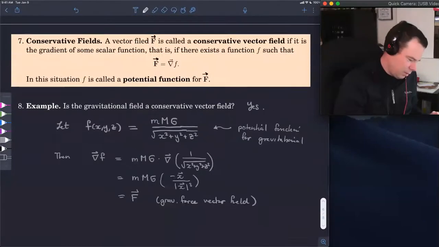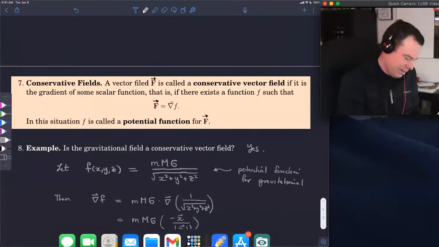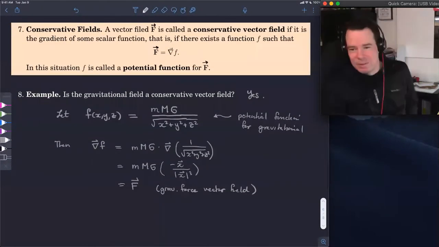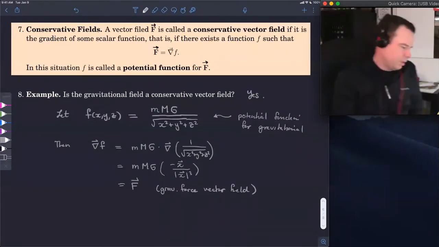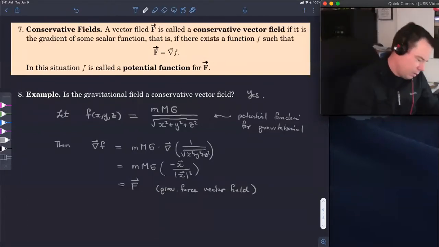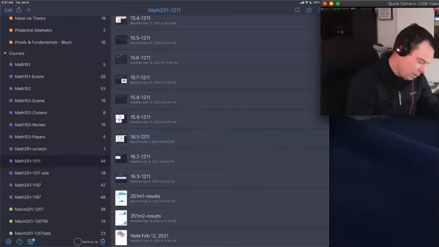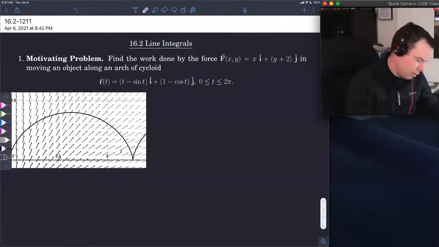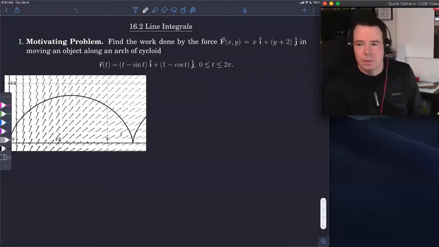Oh, and that's the end of this section. Sorry, I'm scrolling down for more, but nope, that's the end of section 16.1. So we're going to move on now to section 16.2. And section 16.2 is now getting into the calculus of these vector fields.